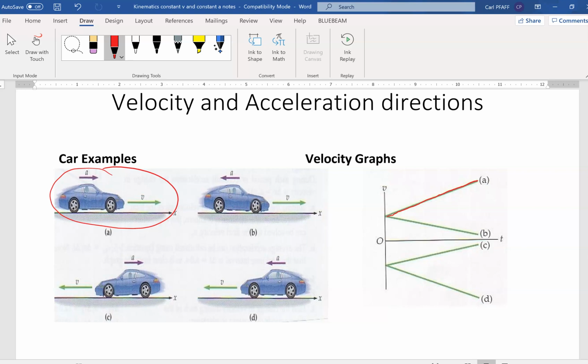Graph B, I'm driving forward, but slowing down. My acceleration is going against my velocity. They're pointed in opposite directions. My velocity is this way, but my change in velocity is backwards, so I'm slowing down. Graph C, right? I'm going to the left or driving in reverse if you want to flip the car around, but I'm driving to the left but slowing down. And then D, I'm driving to the left and getting faster to the left.